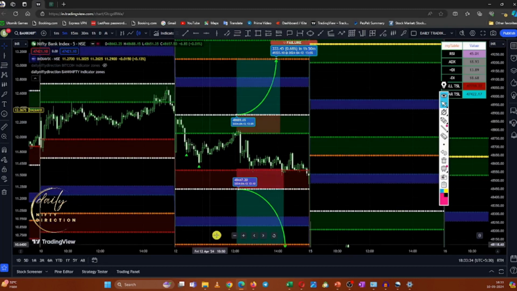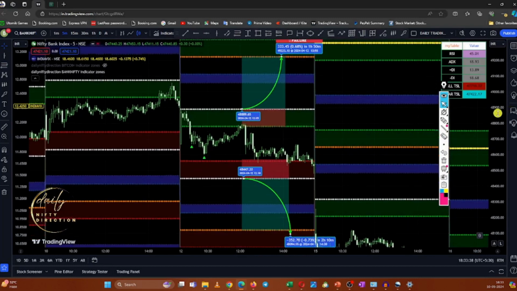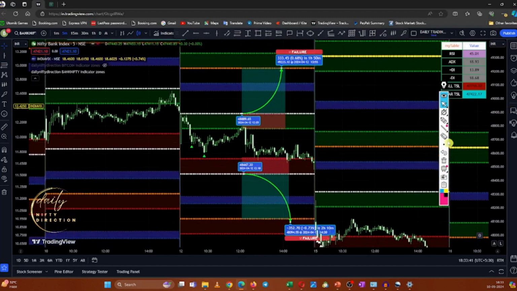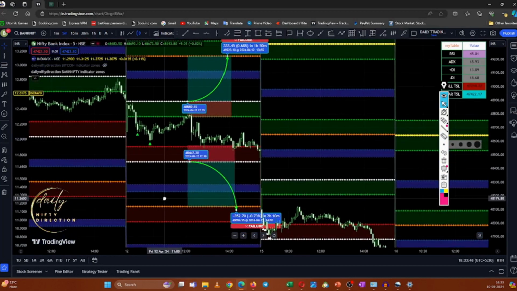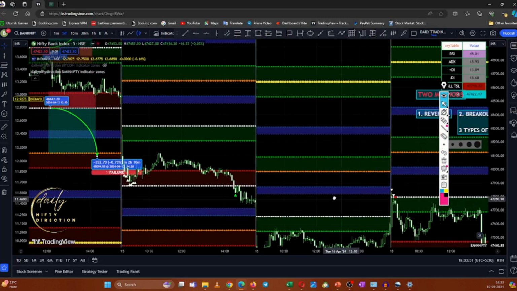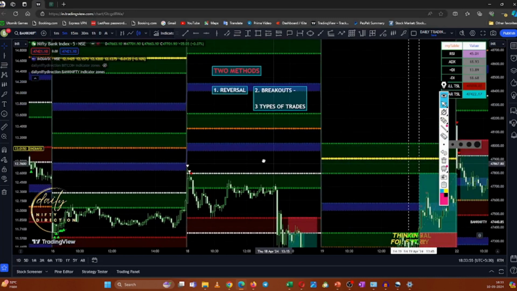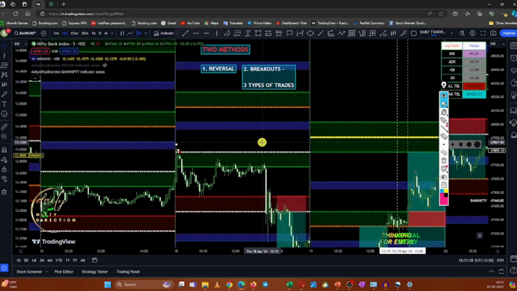On both sides you will get the orange line and white line. You have to focus on these white lines and these orange lines. On both sides you will get that, right? Okay, now you will have two methods to take the trade. So this lecture is being started from here.